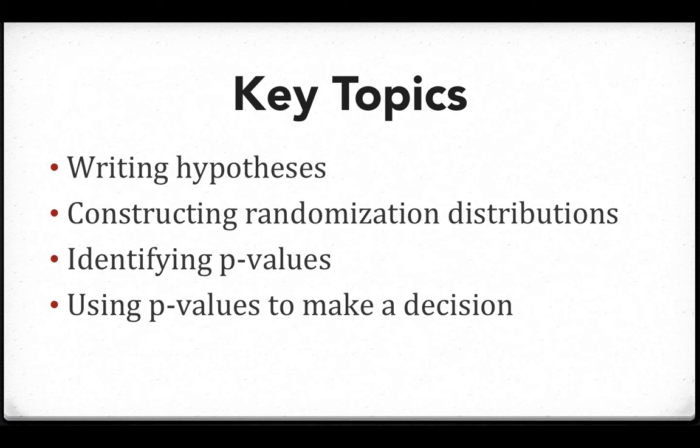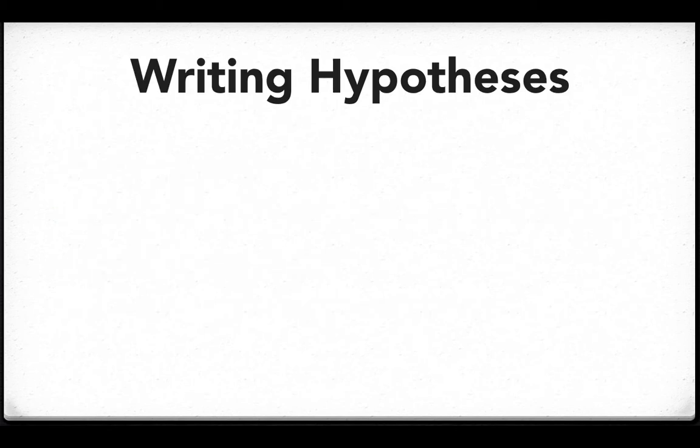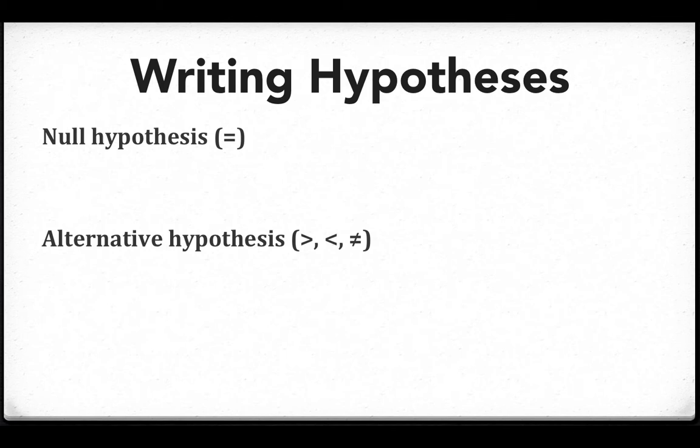These are the key topics that you're going to see this week: writing hypotheses, constructing randomization distributions, identifying p-values, and using p-values to make a decision. Let's start by writing hypotheses. The first step in conducting a hypothesis test is to write your hypotheses. There are going to be 2 hypotheses: the null hypothesis and the alternative hypothesis.